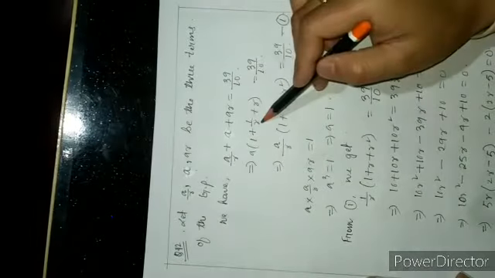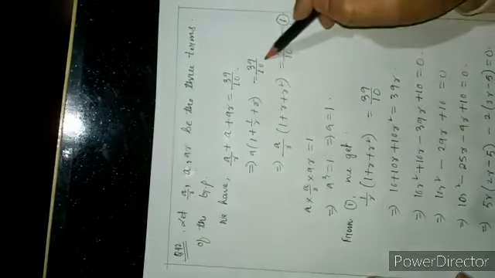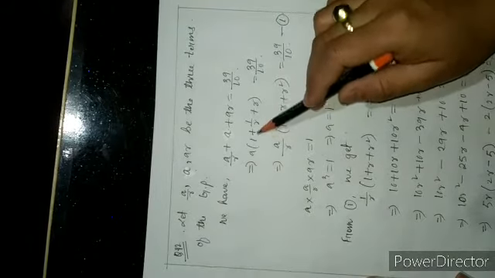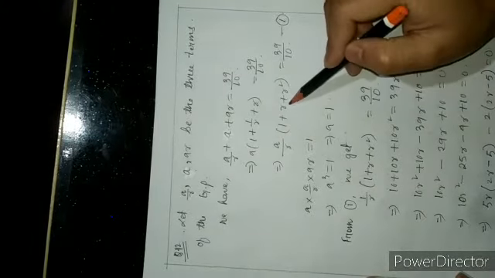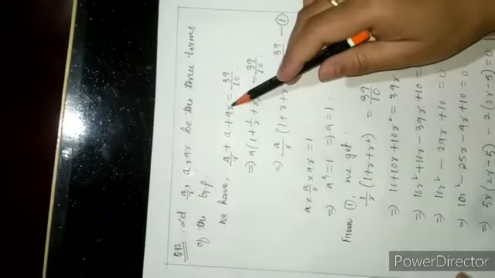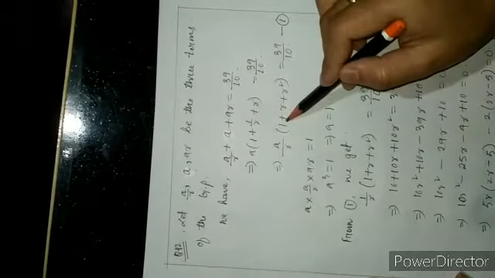Take 1 by R, and R. The LCM is R. Then multiplying 1 by R by R, we get R. Taking R common, the value 1 remains.